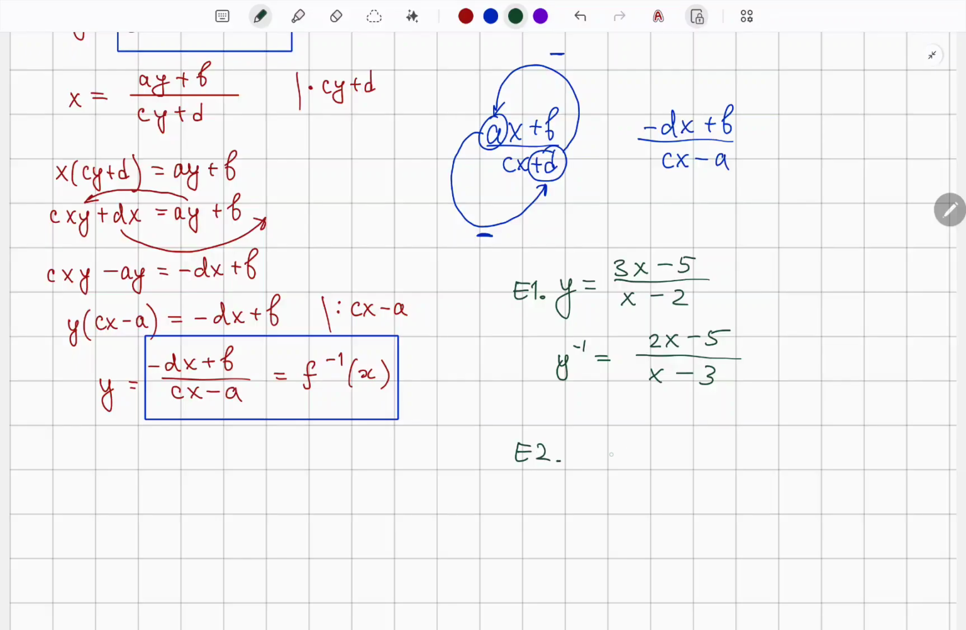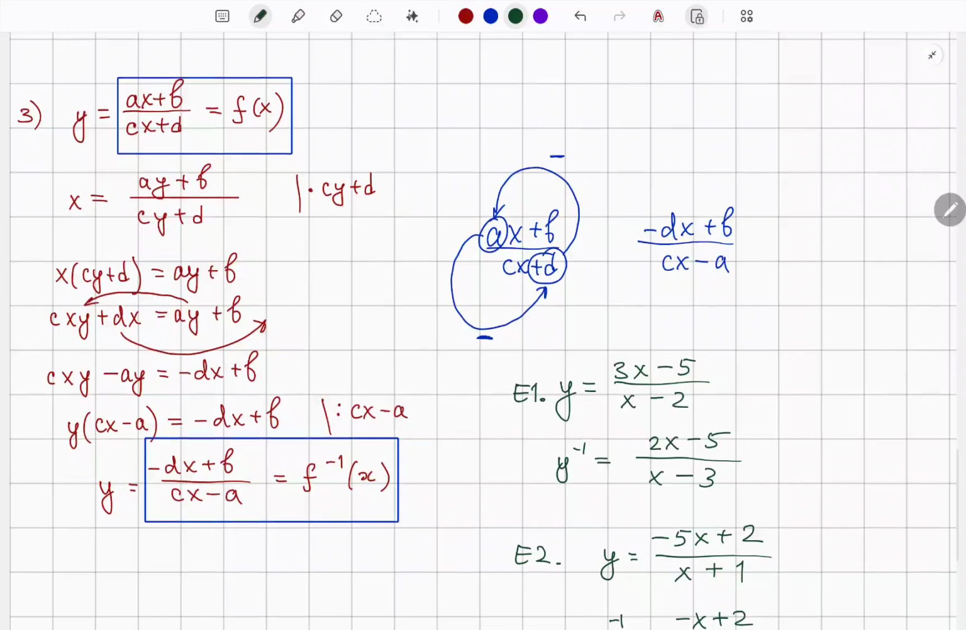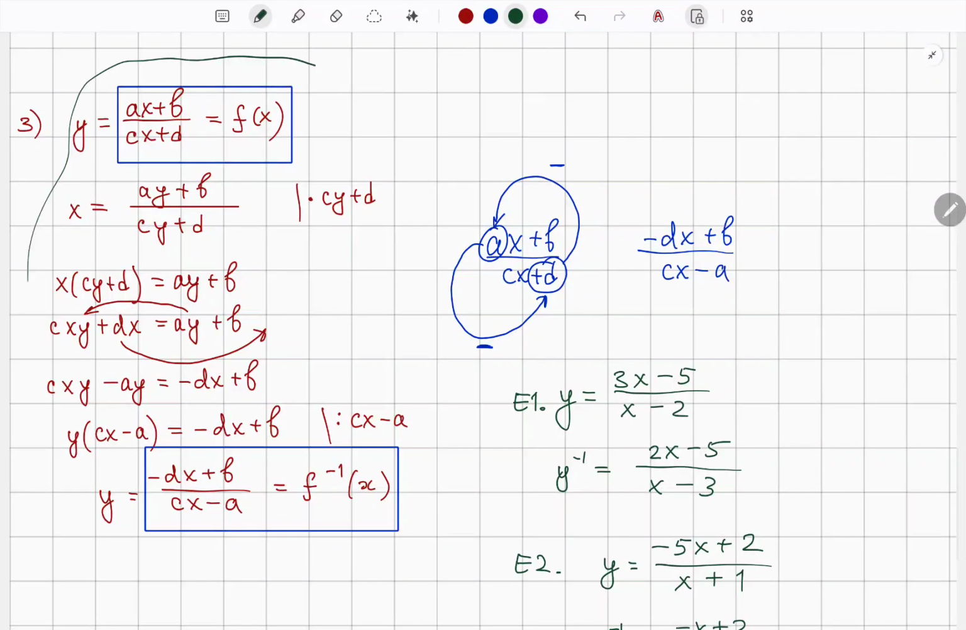Example number 2: y equals, let's say, minus 5x plus 2 divided by x plus 1. The inverse is equal to, plus 1 goes here as minus 1. So it's minus x plus 2, and minus 5 goes here as plus 5. So it's x plus 5 now. Very fast and easy. But before you come to results like this, you have to make this little investigation.